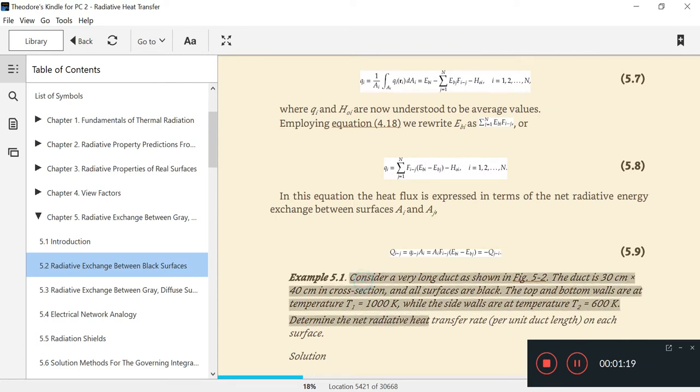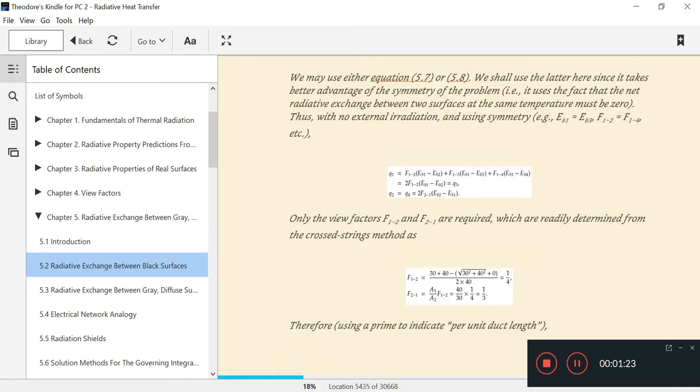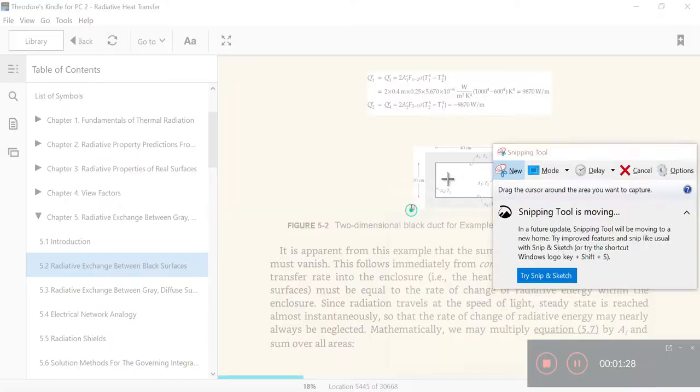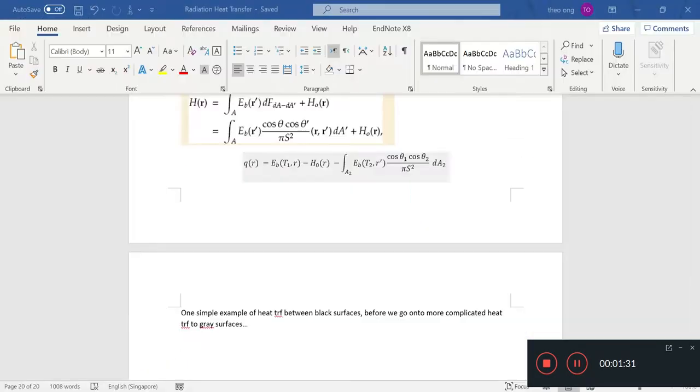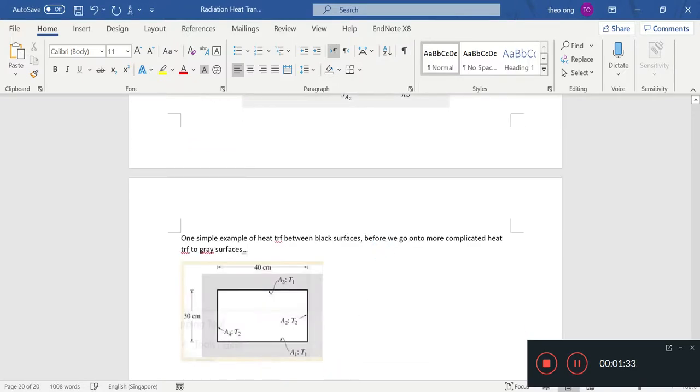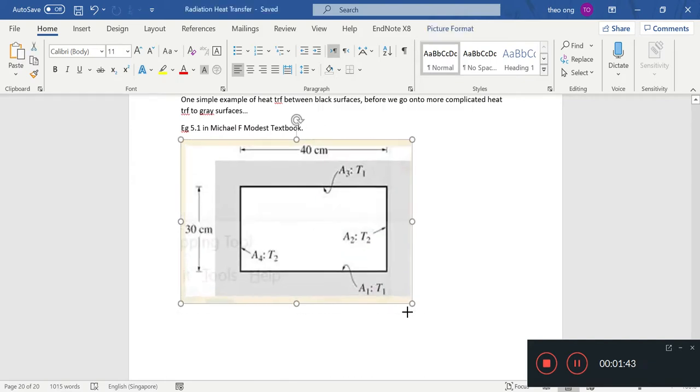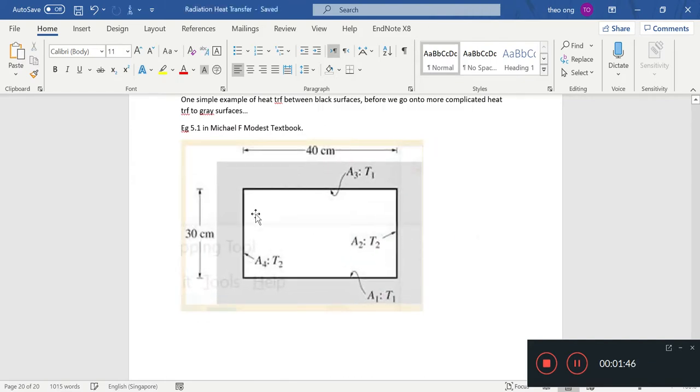Consider a very long duct as shown in figure 5.2. Okay, that's figure 5.2. It is this one. This is a two-dimensional duct. This is example 5.1 in Michael F. Modest's textbook. Okay, so we'll have this case.